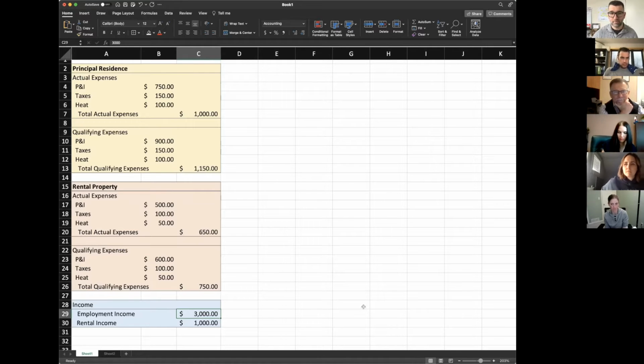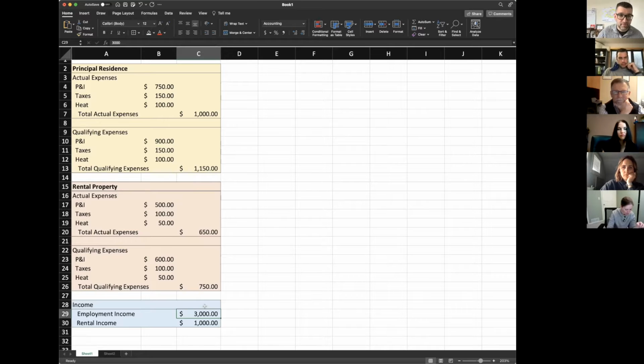33%. No. 30%? 38. Because we have to use the qualifying, right? We're just doing qualifying. Oh, qualifying. Right. So because we have to use qualifying on principal residence, if we're just looking at residence, 1,150 divided by 3,000, right? So that would be the total debt service. I want to get this out because we want to get these figures figured out.